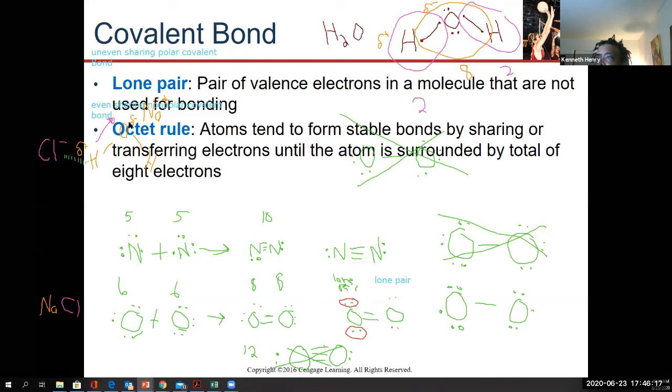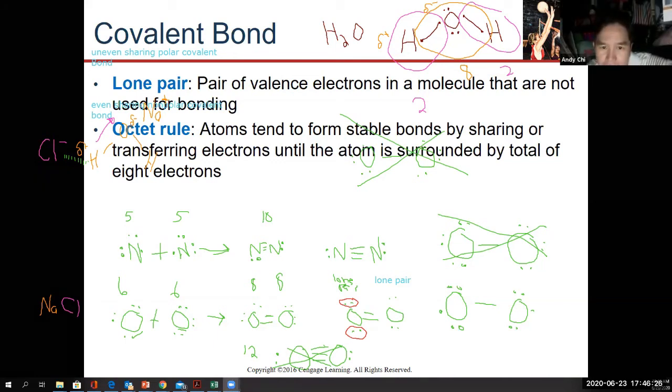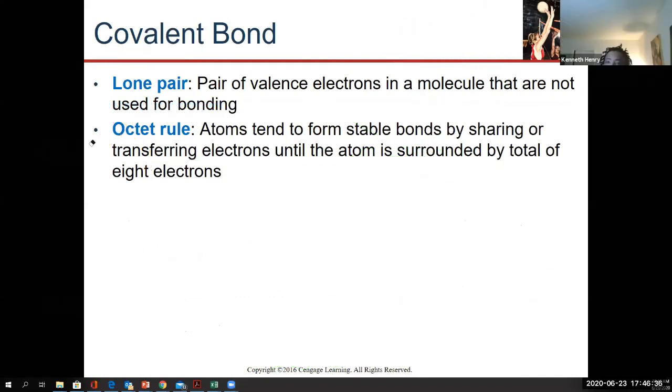Okay, so we've talked about the octet rule. Did you guys get everything written down before I move on? It's lone pair, lone pair not used for bonding. So lone pairs, that's the definition: valence electrons that are not used for bonding. Makes sense, right? There's two that are not involved in the sharing of electrons.